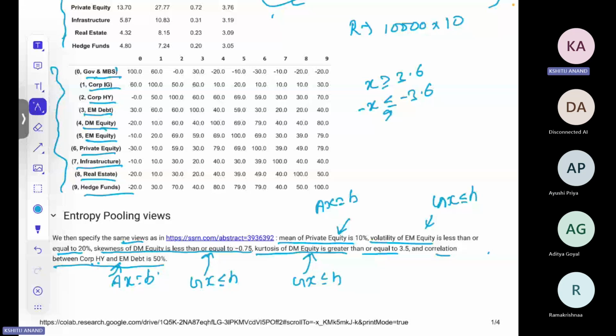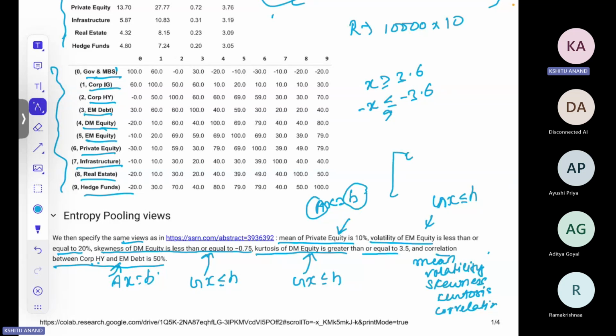Now we have our views on mean, volatility, skewness, kurtosis, and correlation. So we have to calculate these five metrics, because A will be this matrix. Basically, A will be the mean matrix, volatility matrix, skewness matrix, kurtosis matrix, and correlation matrix. B will be the value that each view is giving. The mean of private equity is 10%, so you have b as 0.1. What is the next equality? The correlation between corp HY and EM debt, which is 50%, so you have 0.5 over here. So this is the b matrix.